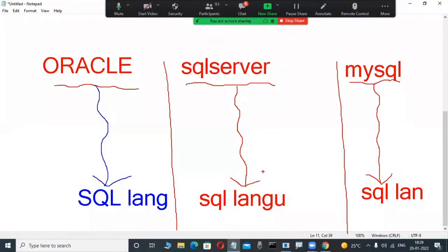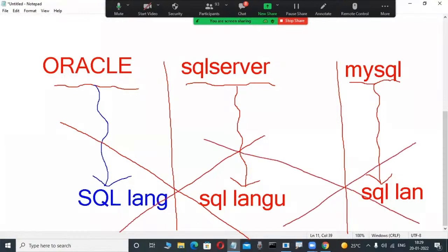Maybe some technical persons are there in our class, they're telling. Are all these SQL languages the same or different? Very good. In our class, so many fellows are telling they are the same. That is 100% wrong. These SQL languages are all different, not the same.